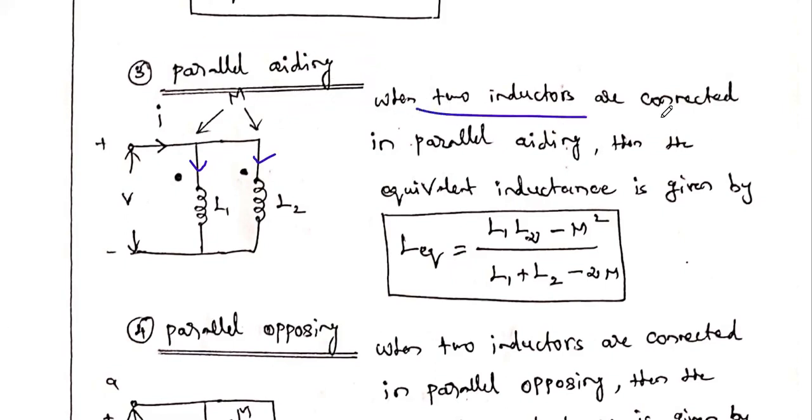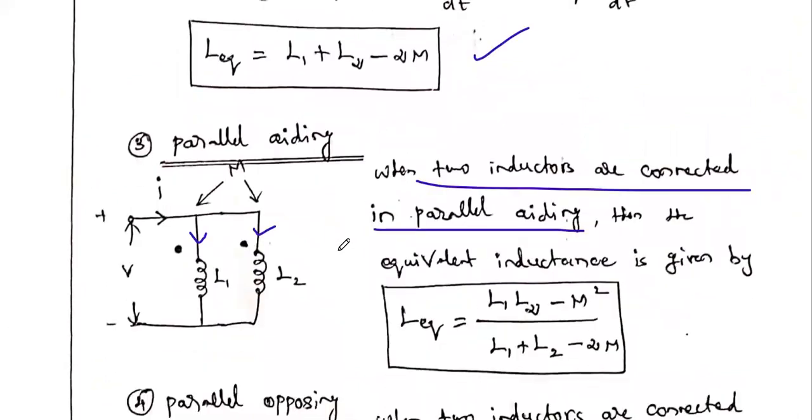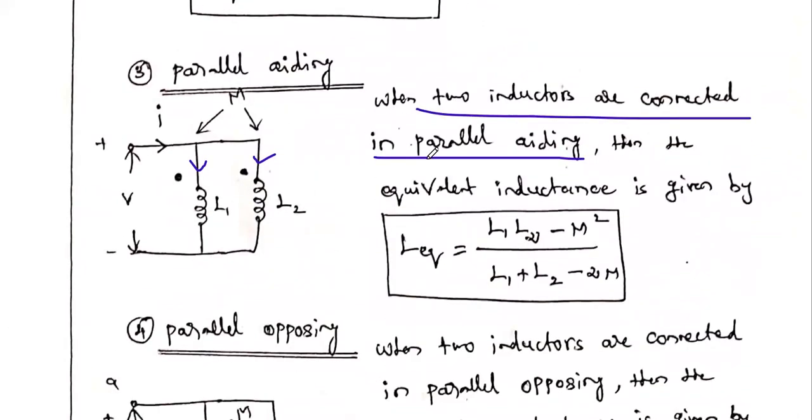When two inductors are connected in parallel aiding, similar to the previous case, if you write the KVL or KCL equations, the equivalent inductance of this parallel aiding, finally we derived, is L equivalent equal to (L1 L2 minus M squared) divided by (L1 plus L2 minus 2M). This is the equivalent inductance when the two coils are connected in parallel aiding.